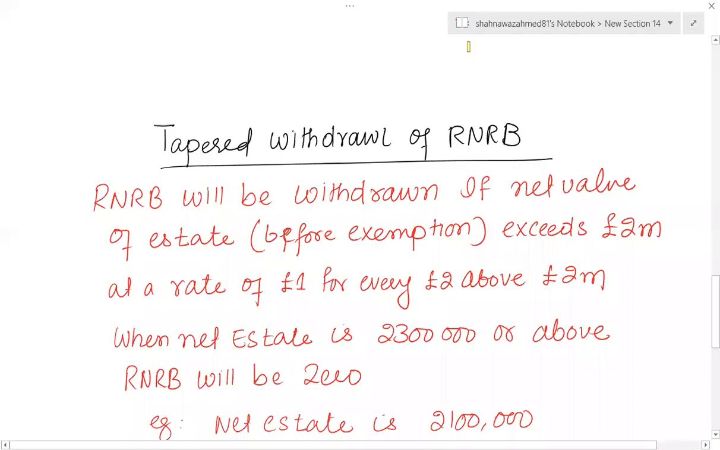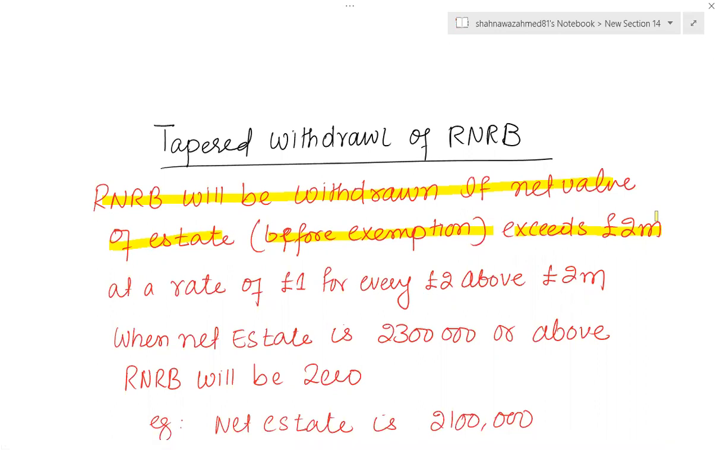Remember that the RNRB facility available on the residential property will be withdrawn if your net value of the estate is above 2 million. So if the net value of estate is 2 million or less, then the full £150,000 of RNRB is available and you can compute it accordingly. But if your net estate value is more than that, then you have to compute how much RNRB is available.